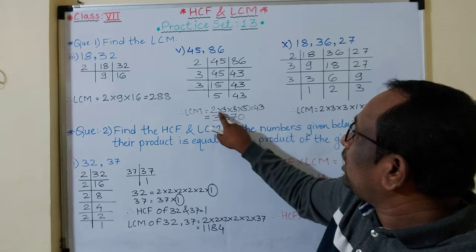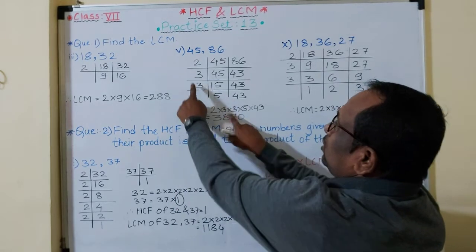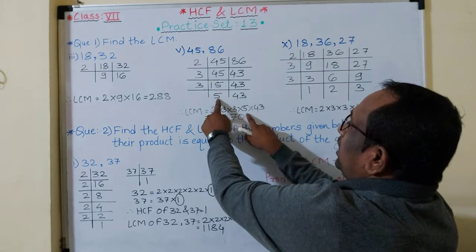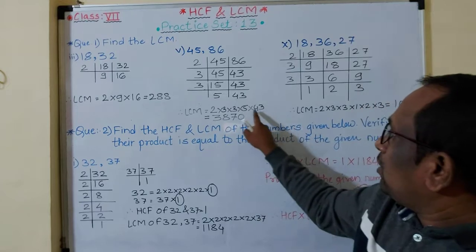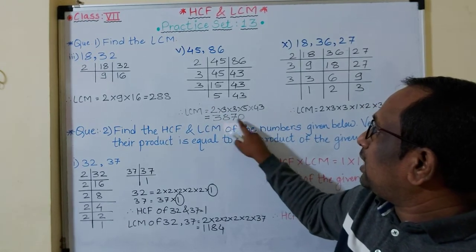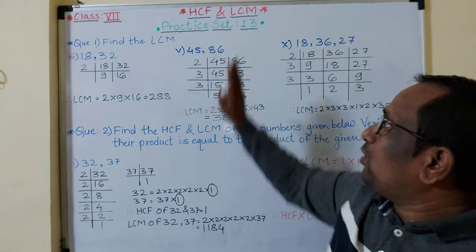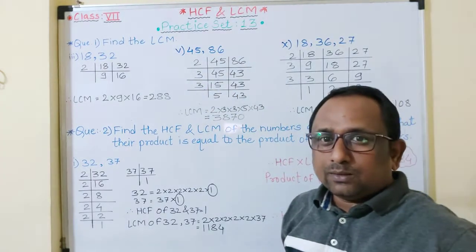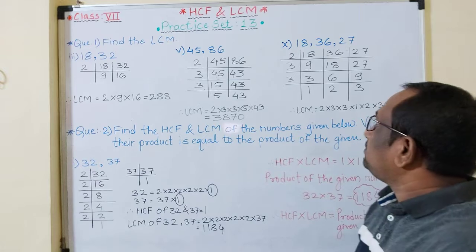So 2 into 3 into 3 into 5 into 43. If we multiply this, then we will get the answer 3870. This is the LCM of 45 and 86. Okay. Now the next example.